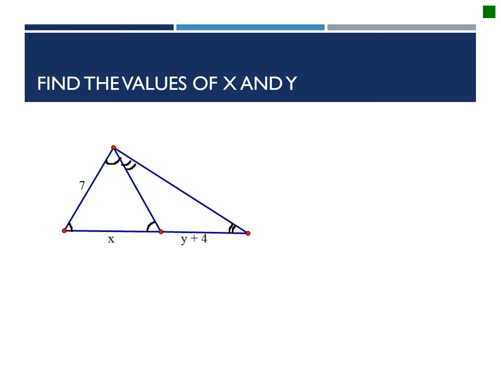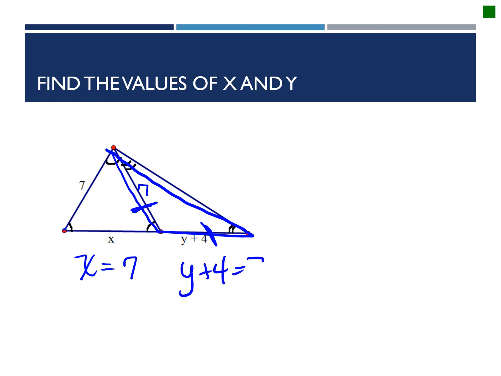Okay. So let's find the values for X and Y. So I know that this is an equiangular triangle. All my sides are congruent, so I know that X is 7. I also know that this side is going to be 7. And then this triangle, I've got my base angles congruent, so that means that these sides are congruent. So y plus 4 equals 7. And if I subtract 4, y equals 3.